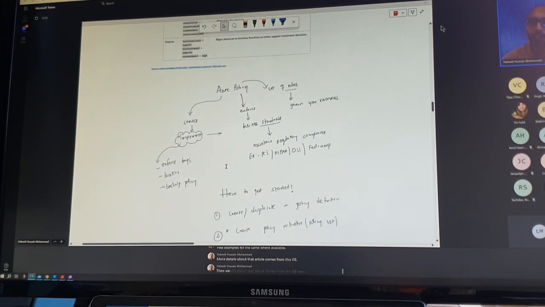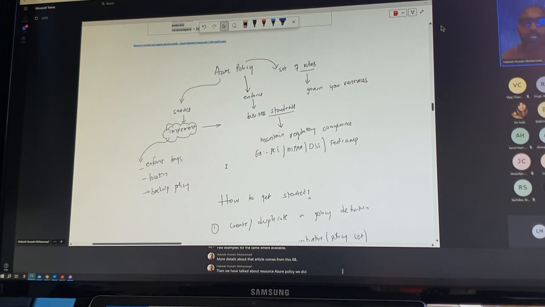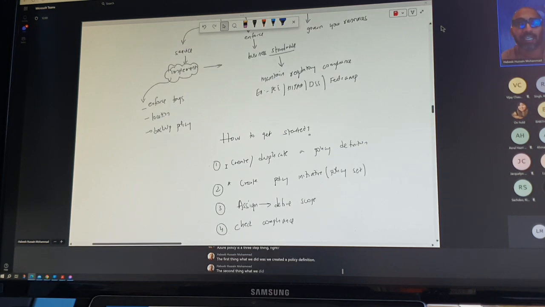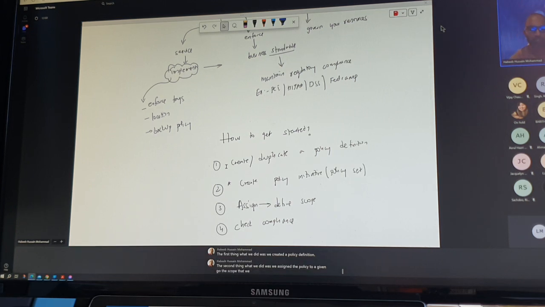Then we have talked about Azure policy. We did this practically yesterday. Azure policy is a three-step thing, right? The first thing we did was we created a policy definition. The second thing we did was we assigned the policy to a given scope. The scope that we set yesterday was the whole tenant itself, which means the root management group. And then the third step is to go and check the compliance. If you remember, we did receive the validation check errors because the policy is still in action.